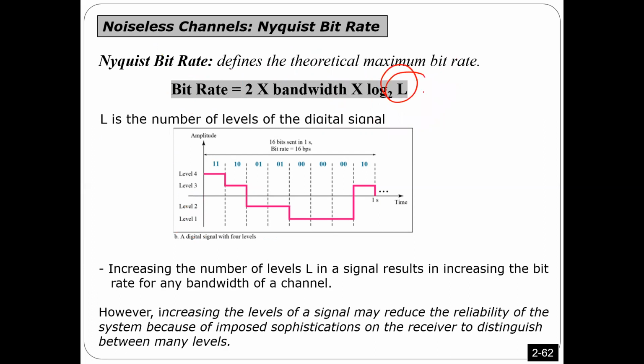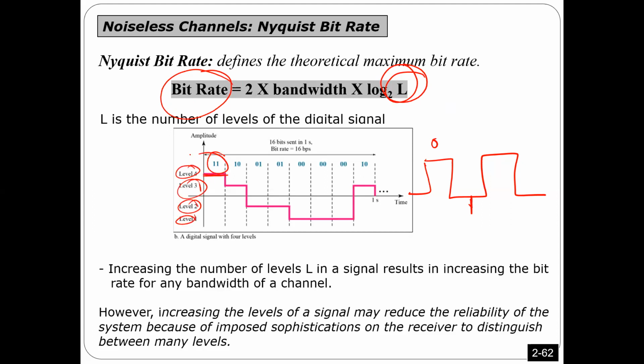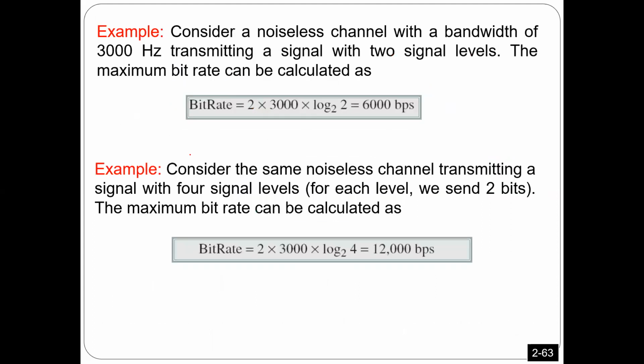And it makes sense. Why, when I have several levels, is the bit rate going to be high? Simply because if you have only two levels, one level is going to be 0 and one level is 1, so every time it's sent, I'm going to transmit only one bit. But if you have four levels, every time it's sent we are going to transmit two bits. That's why, as we have more levels, the bit rate is going to be higher.